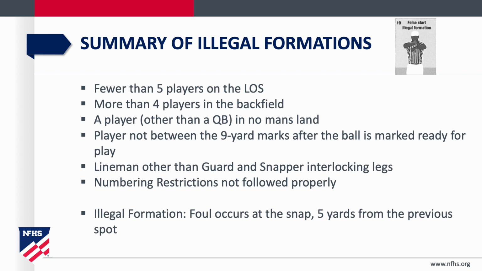To summarize, the illegal formation fouls are less than 5 players on the line of scrimmage, more than 4 players in the backfield, a player other than one in position to receive a hand-to-hand snap in no man's land, a player not coming between the 9-yard marks after the ready for play, linemen other than guards and snappers interlocking legs, and numbering restrictions. In normal formation, there must be 5 players on the line of scrimmage with the numbers 50 through 79. Or, if in a scrimmage kick formation on first, second, or third down, 4 players with the numbers 50 through 79 and the snapper being of any number.